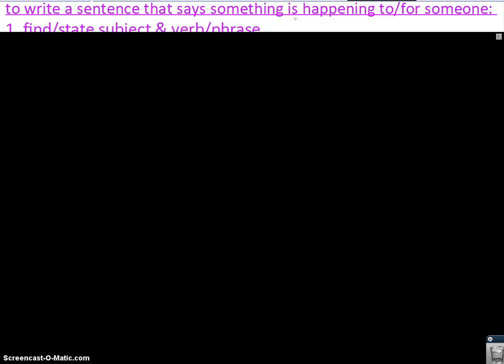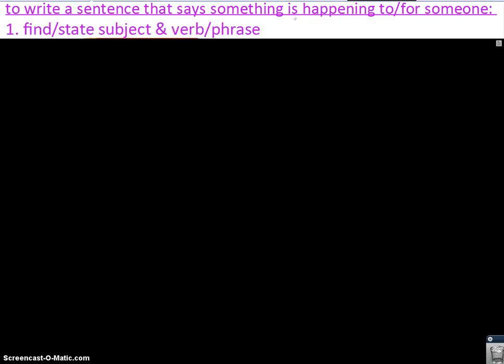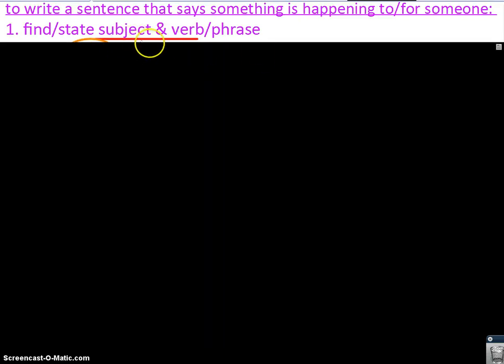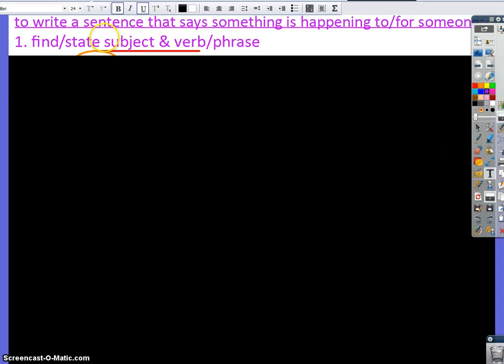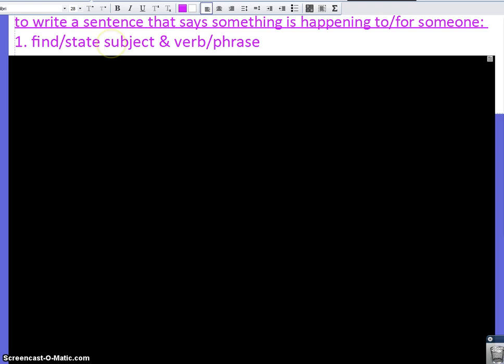Alright, so we need to know how to write a sentence that says something is happening to or for someone. There are steps. For some of you, this will just make sense, but for some of you, you'll need to follow the steps. So write this down in your notes. Step 1. Find and state the subject and verb phrase. Notice I've underlined subject and verb phrase. Please do that as well, because we're going to be diagramming sentences together a little bit. And this is how we label them.